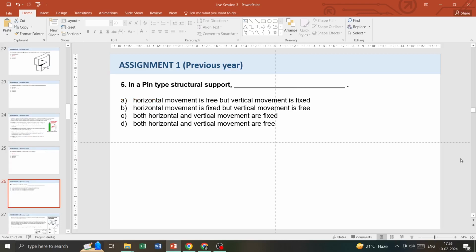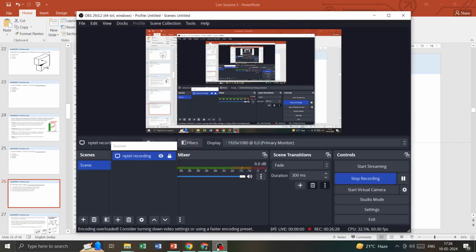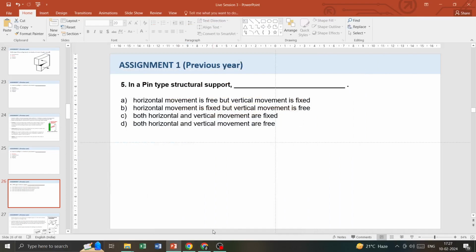Question number 5. In a pin type structural support, then 4 options have been given. Horizontal movement is free, but vertical movement is fixed. Horizontal movement is fixed, but vertical movement is free. Both horizontal and vertical movement are fixed. Both horizontal and vertical movement are free.